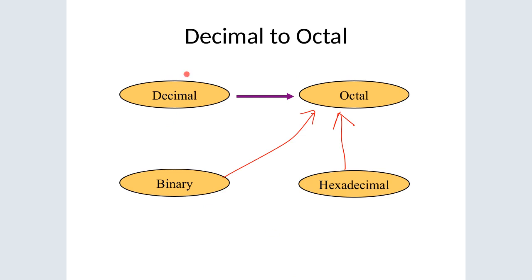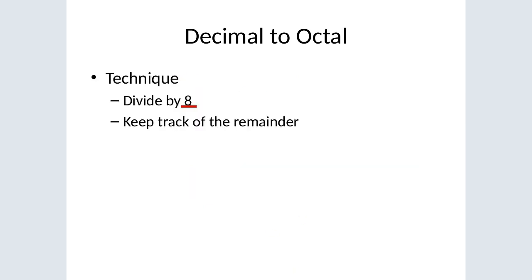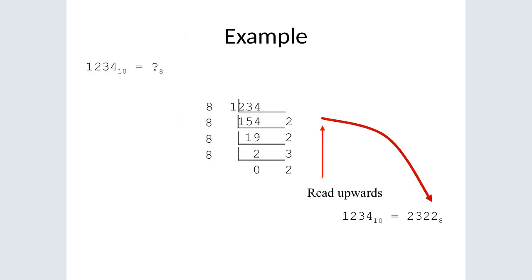So let's see how we move from decimal to octal. There's an example here. Decimal to octal, we divide by 8, right? And keep track of the remainder. Just like you are dividing by 2 in binary, here we are dividing by 8 because we are moving from base 10, which is decimal, to base 8, which is octal. You simply divide by 8.